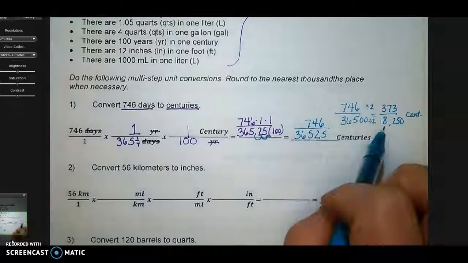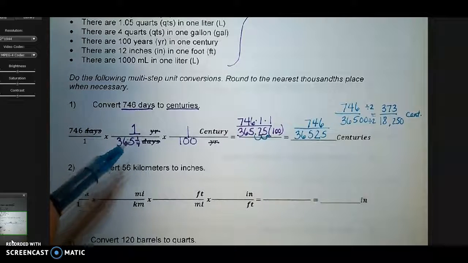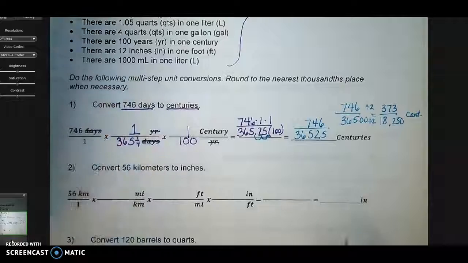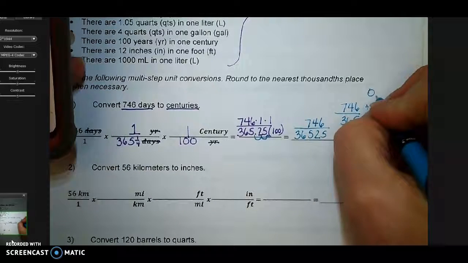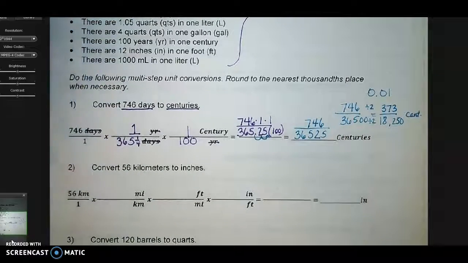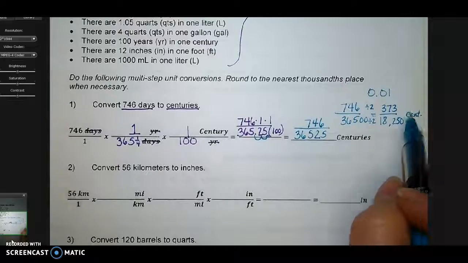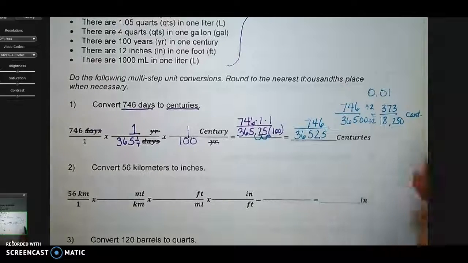If I were to turn this into a decimal then, I would have gotten this decimal. So it's 1/100th. That would have been 2/100ths if we'd looked at it that way. 1/100th of a century.